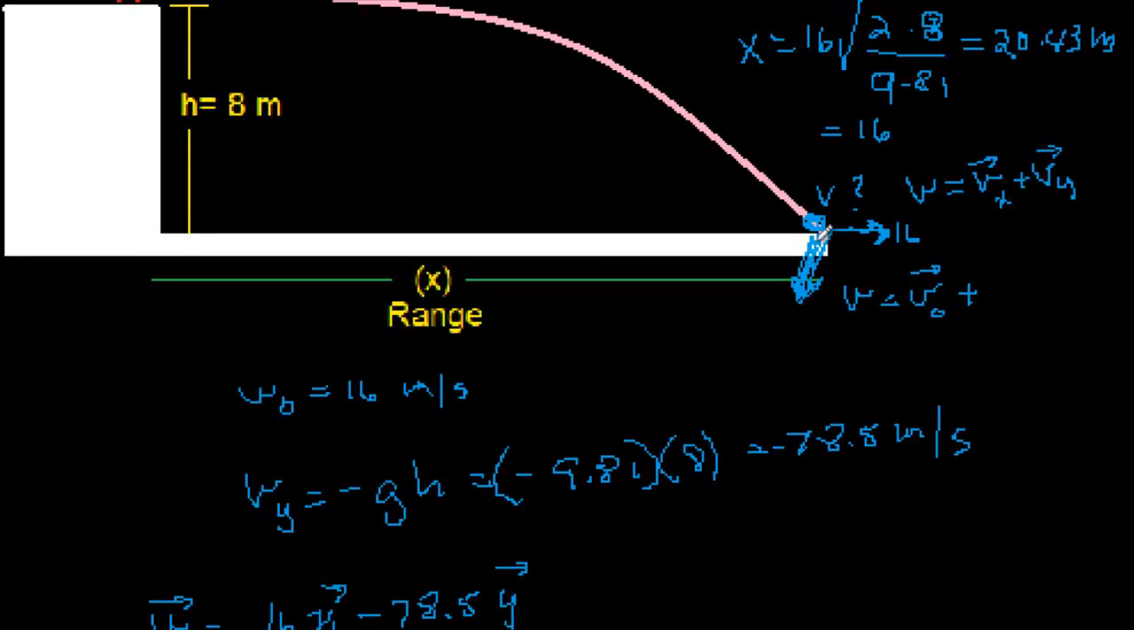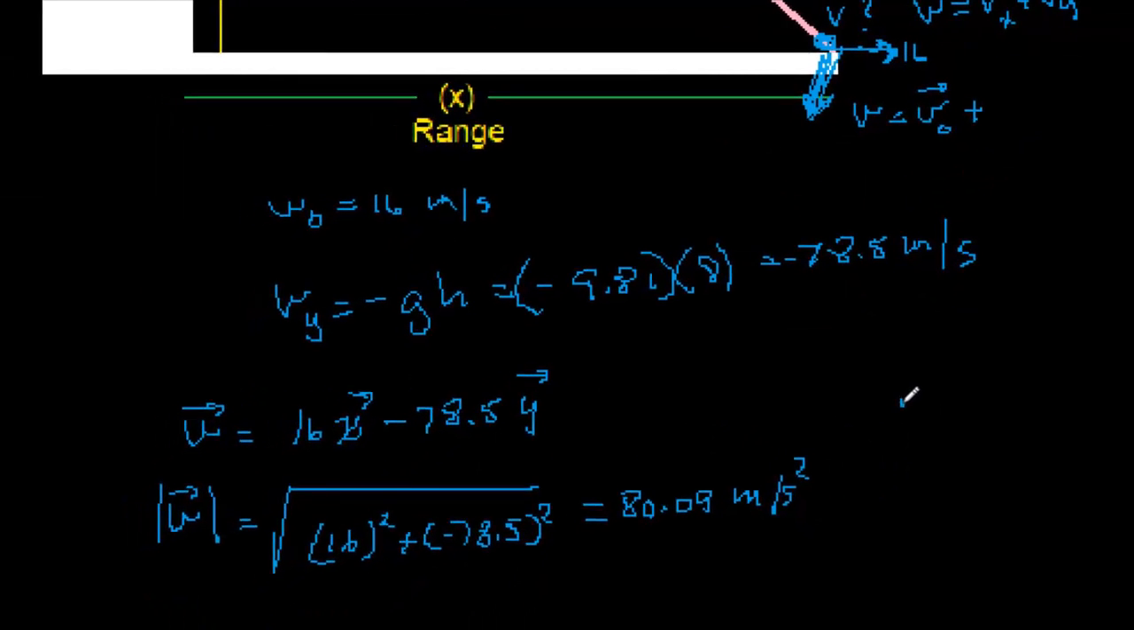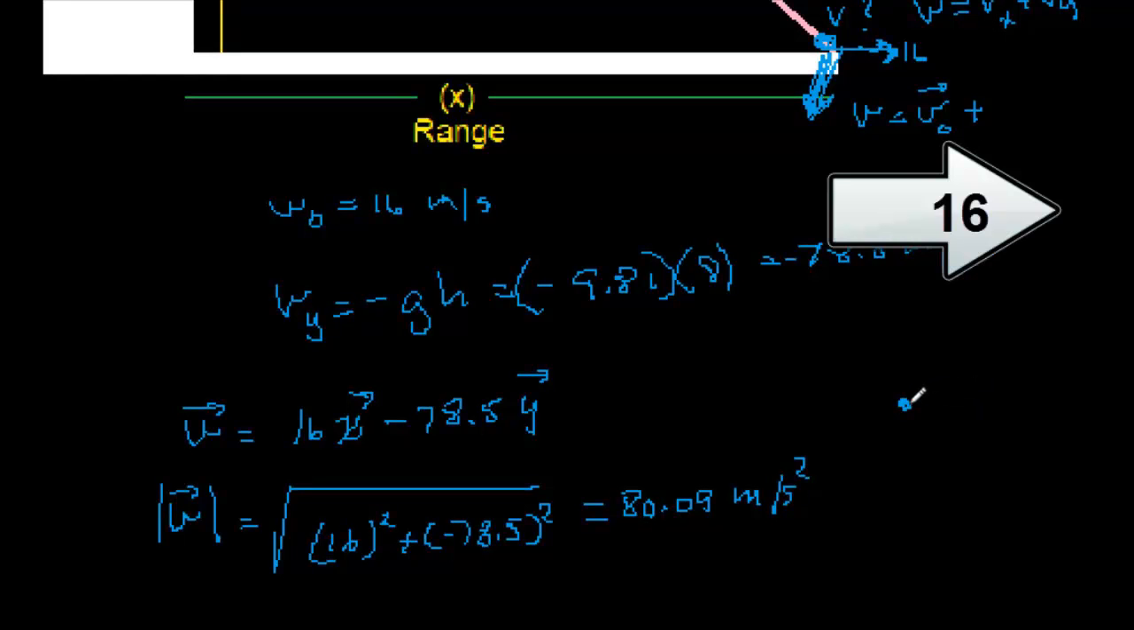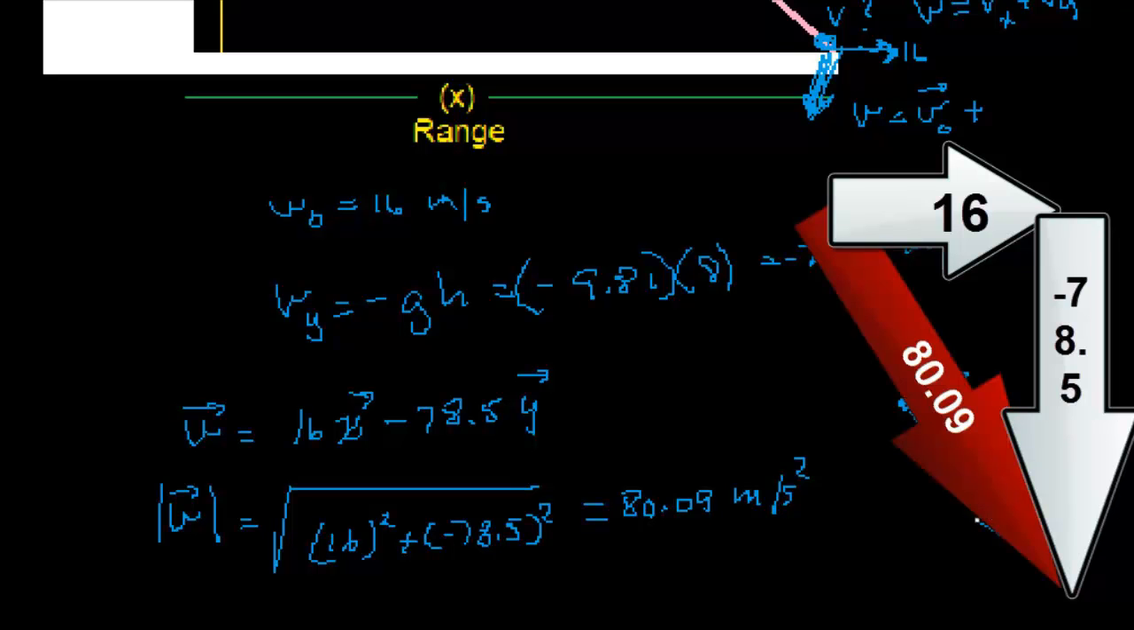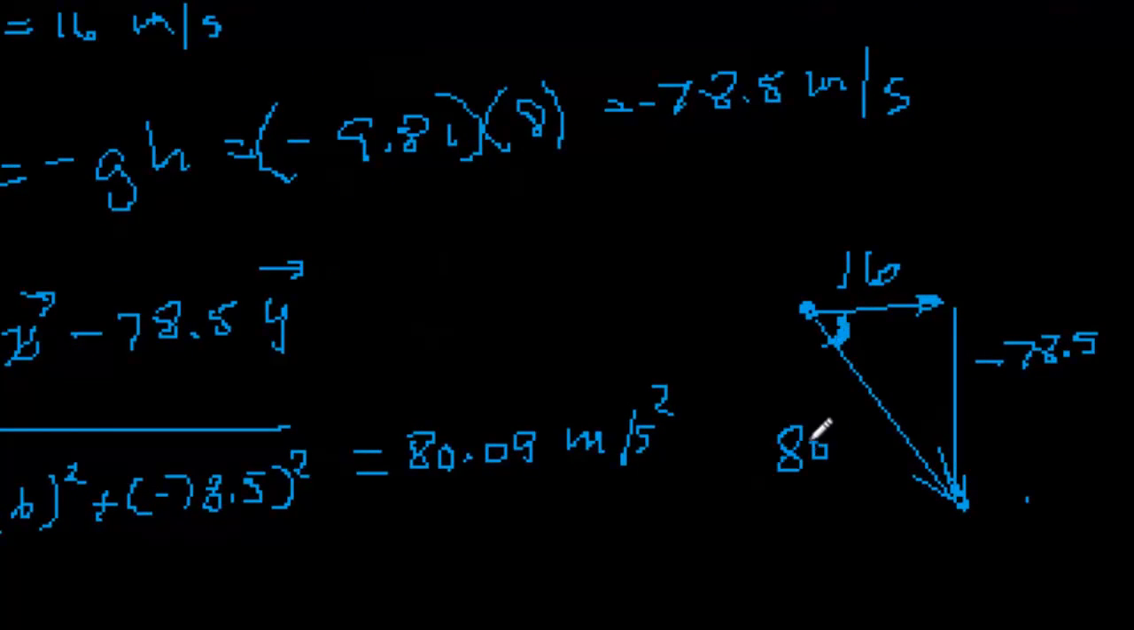Right here. Now, let's draw the vector here. Now we have the x this way, and we have the y going this way, but doing it head to tail would be this way. The resultant vector is right here. We need this angle. This is 80.